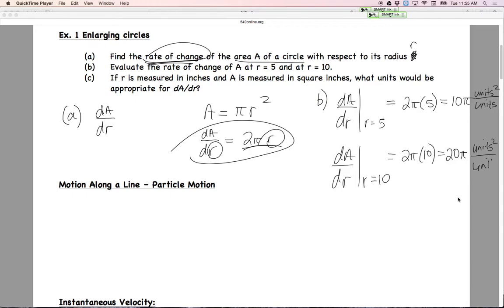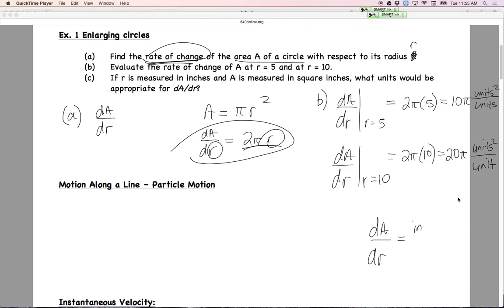And you don't want to simplify that because I want to know that it's units squared for the area and units for the radius. This is not dimensional analysis. You usually don't want to cancel units out like that if it's telling you something. The only time you cancel out when you're doing dimensional analysis is when you're trying to convert. Okay, and I'm not converting here. Okay. Part C, think about this now because we've really already answered that question. If r is measured in inches and A is measured in square inches, what units would be appropriate for dA/dr? Inches squared per what? Inch, because it's dA/dr.